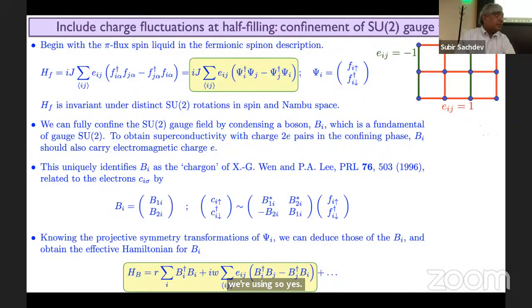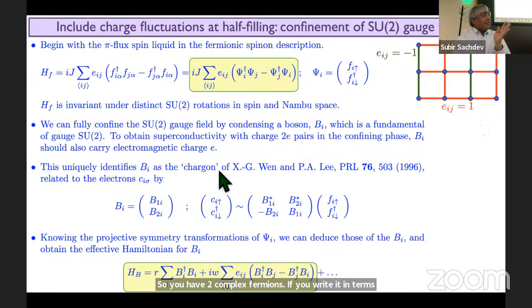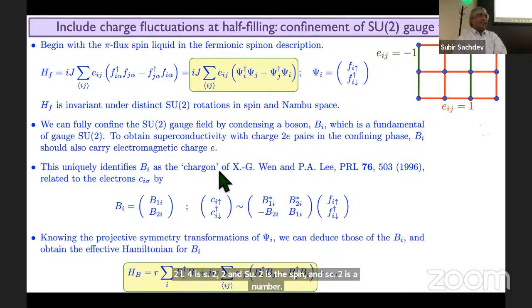It's not flavor. It becomes flavor if you write it in terms of Majorana fermions. So you have two complex fermions. If you write it in terms of Majorana fermions, there are four Majorana fermions. Then there's an O(4) symmetry. O(4) is SU(2) plus SU(2). One SU(2) is the spin, and the other SU(2) is the number. The number is gauged. The spin is not gauged, at least in what we're talking about right now. Okay.